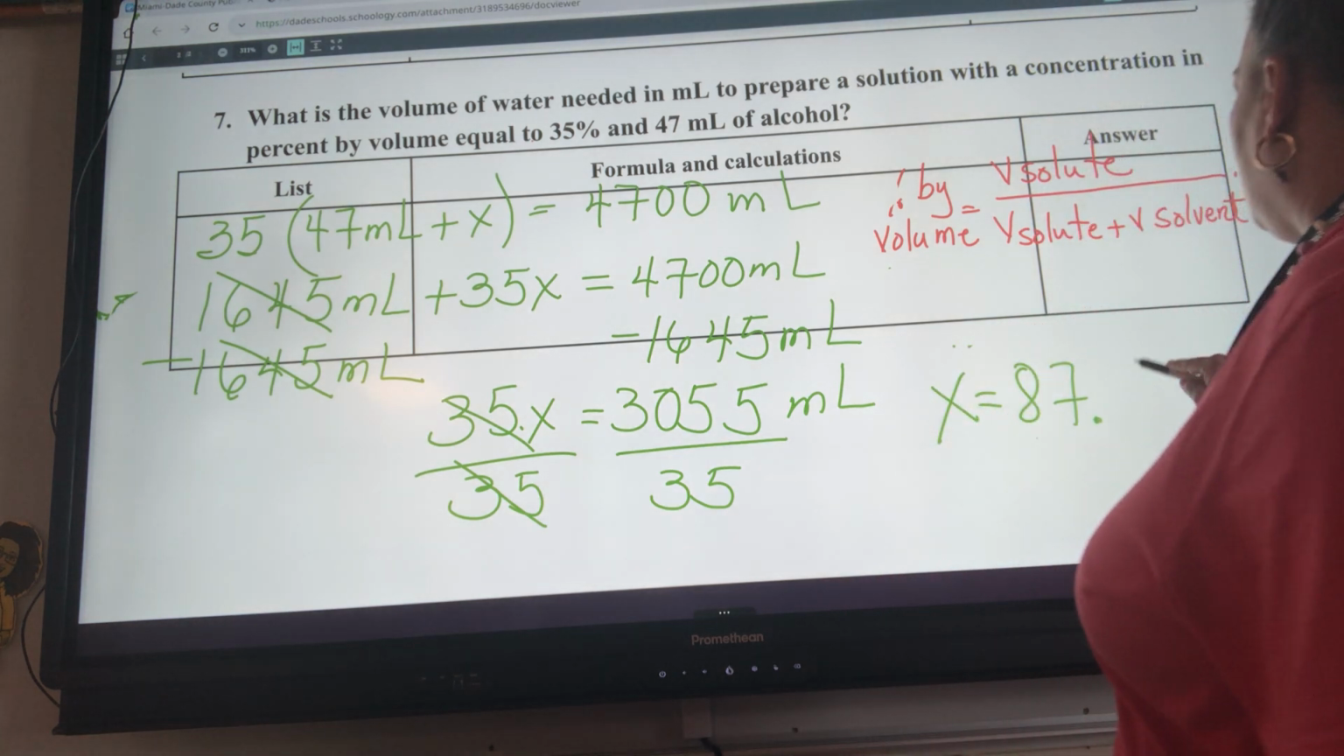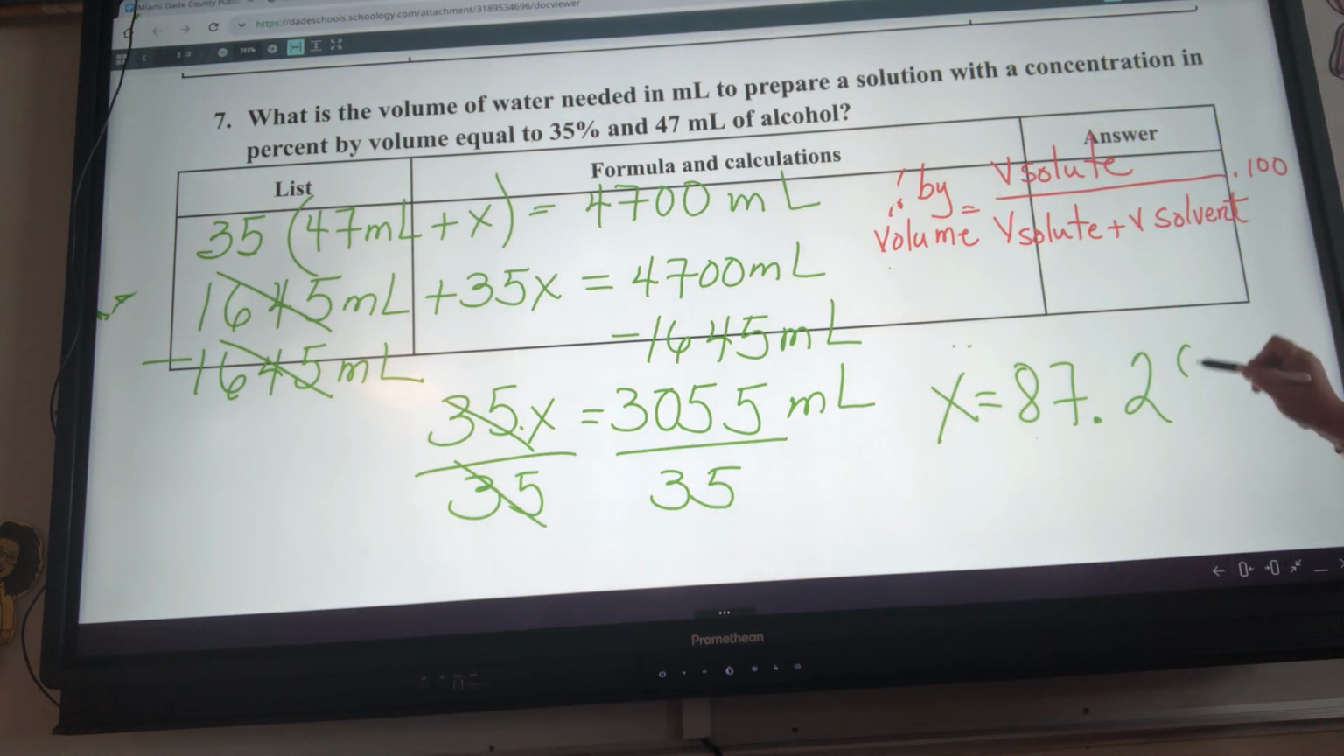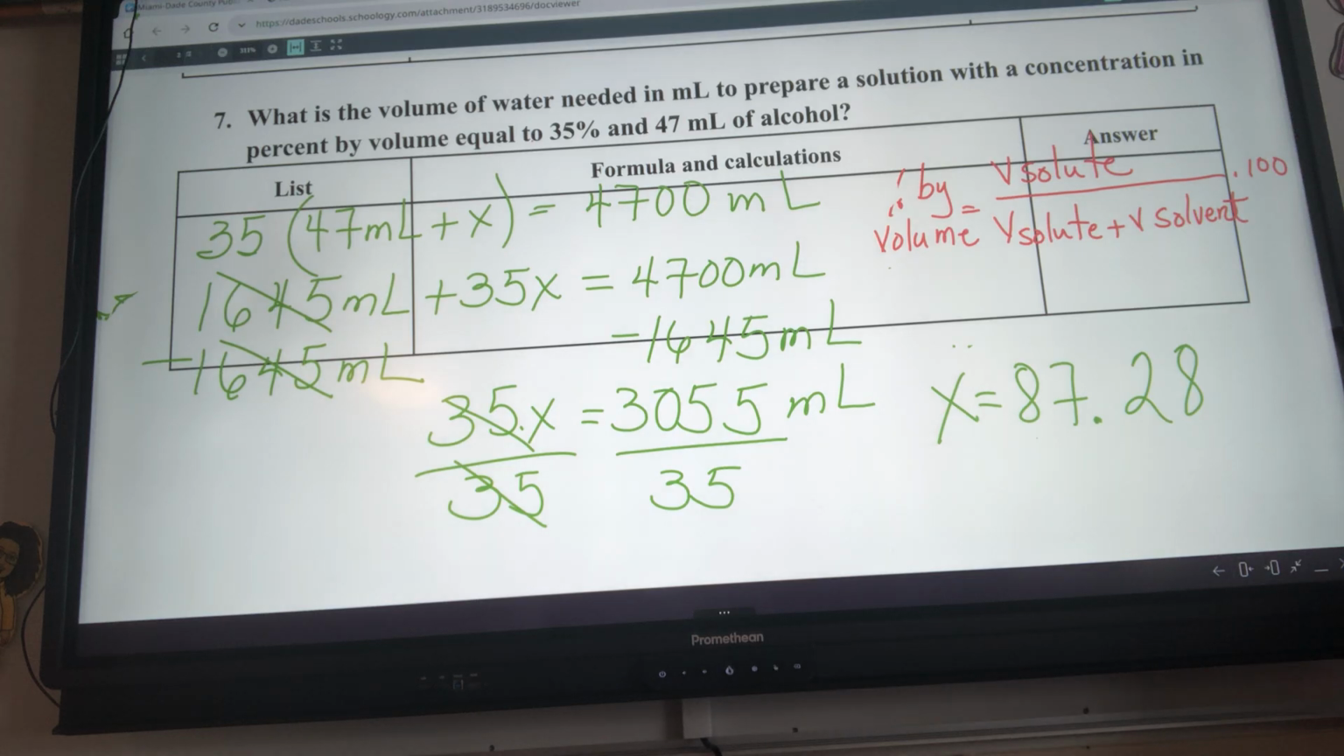You have a 2, you have an A, and after the A, what is the number that you have? 5. Since you have a 5 and it's in the middle, you look at the previous digit. It's an even number, you're not going to touch that. When you have a 5, if it's an even number, I'm not going to touch it. If you have an odd number, then you're going to add 1. 87.28 milliliters.